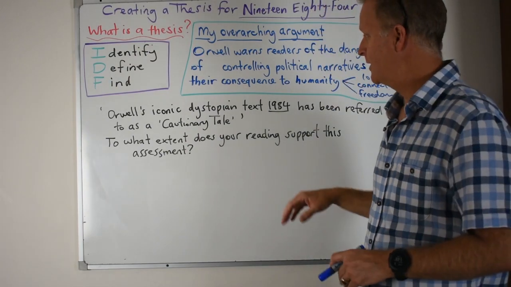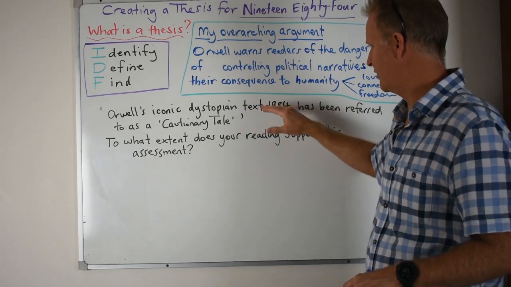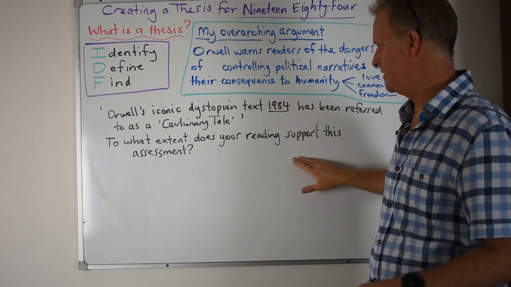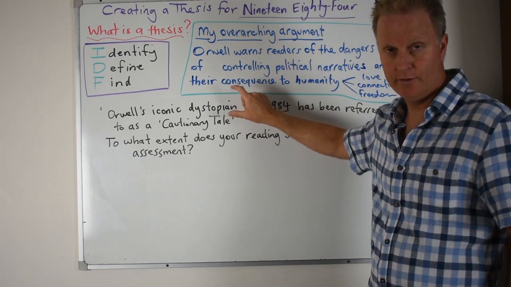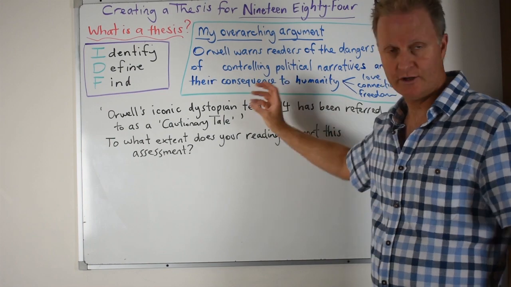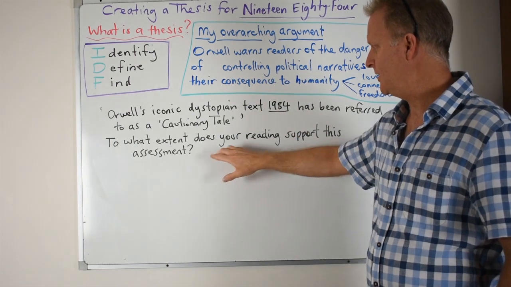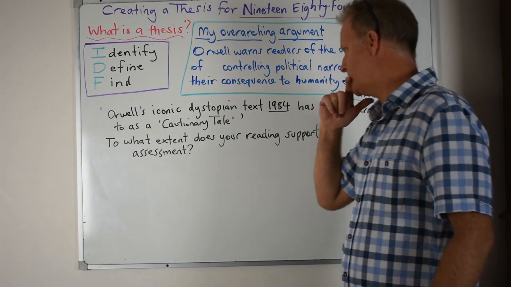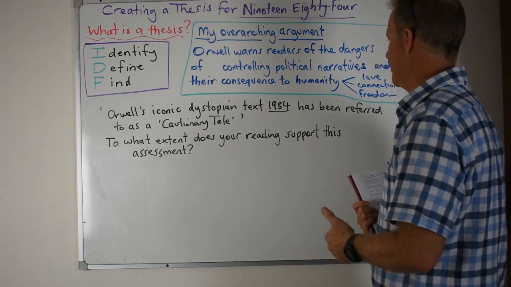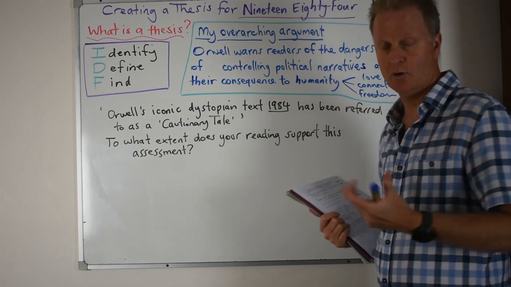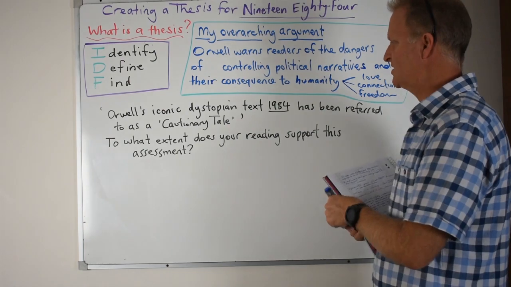This third question is different to the first two in the sense that it has a quote, it has a reference to something else, and then the question is underneath it. So obviously what you have to do is deal with the quote that's given to you. That's going to drive the argument. There are ideas in there that they want you to explore, and then you have to answer the question. So when we look at that question: Orwell's iconic dystopian text, 1984, has been referred to as a cautionary tale. That's the quote. And then the question, to what extent does your reading support this assessment?